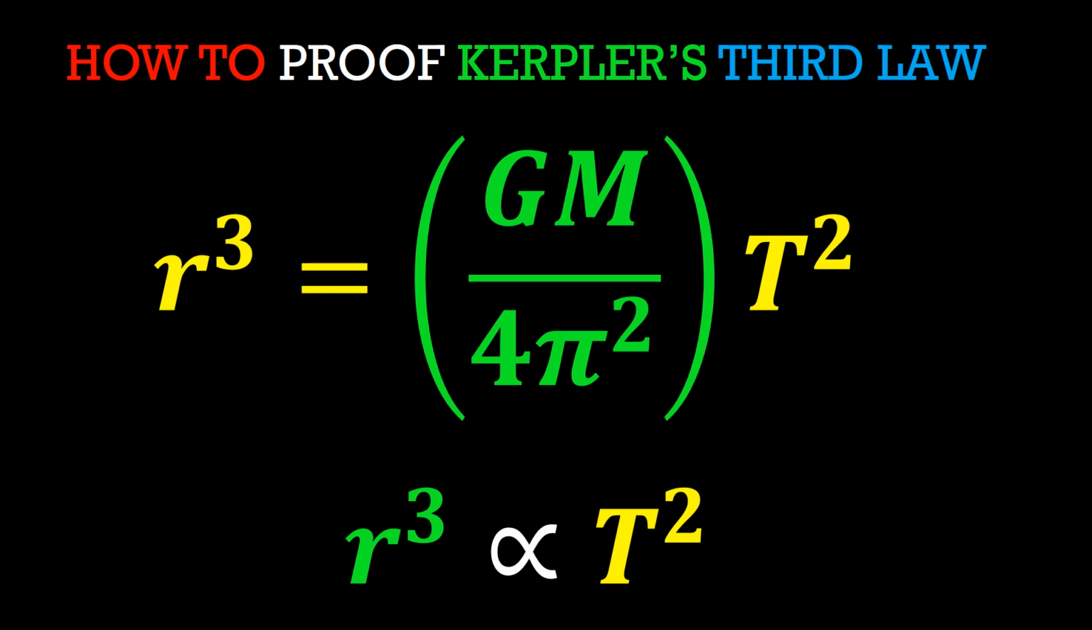In this video we shall be looking at the proof we have on screen. That's the proof of Kepler's third law, which is simply saying that the cube of the semi-major axis is directly proportional to the square of its orbital period.